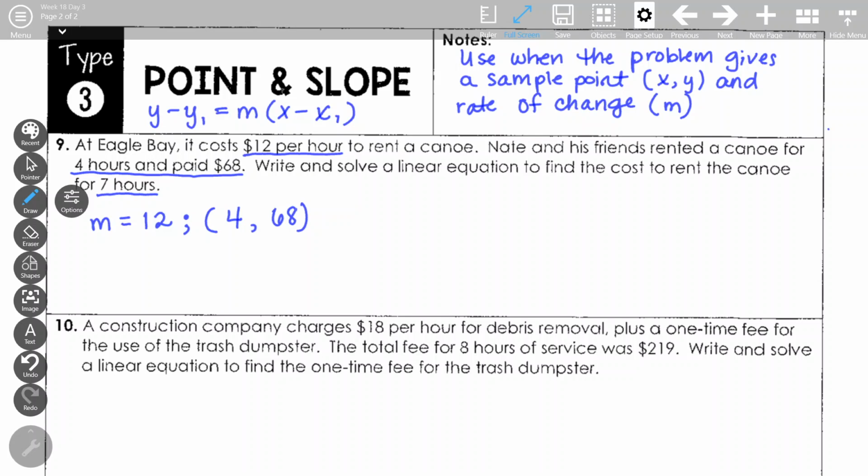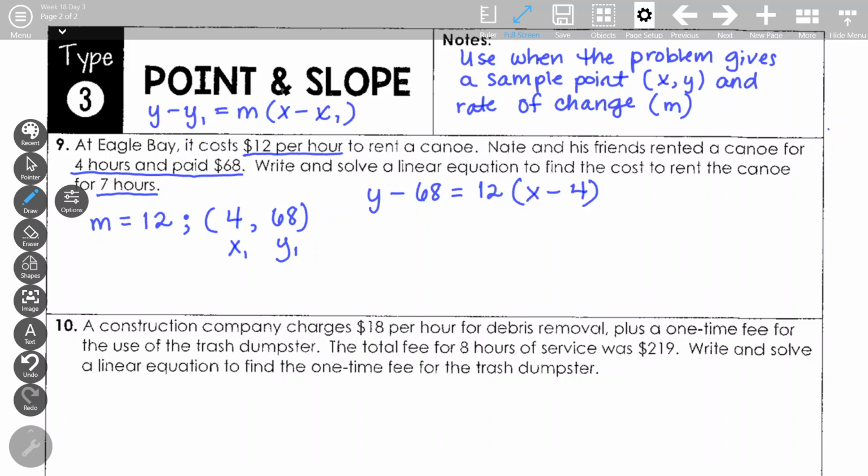$68. So our 4 is going to be our x sub 1 and our 68 is going to be our y sub 1. All right, now we've got to plug these in using the formula I wrote up at the top. So y minus our y sub 1, which is 68, equals, what is our rate of change or our slope? That's 12, that's the m. And then we're going to have times x minus our x sub 1, which is 4.